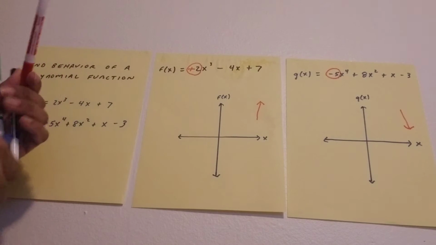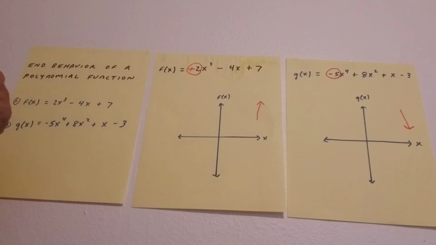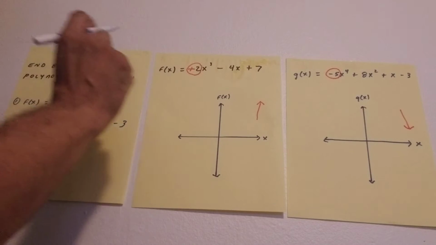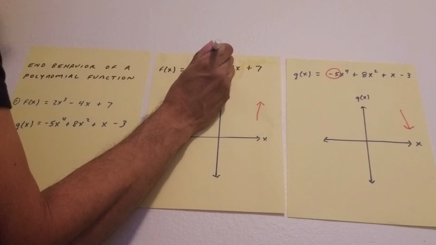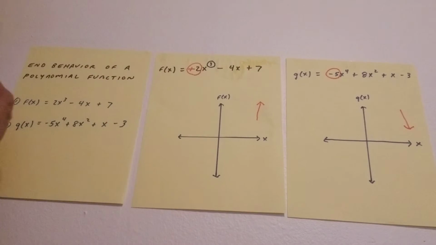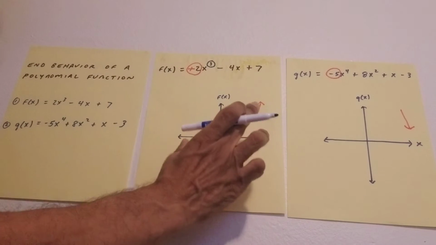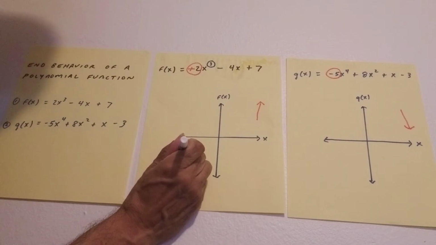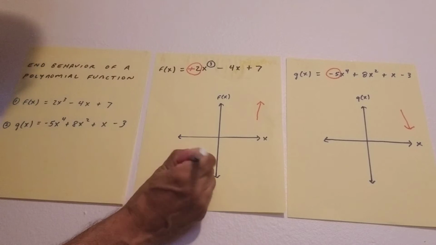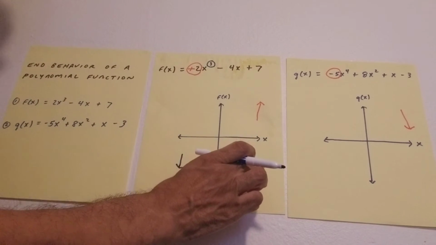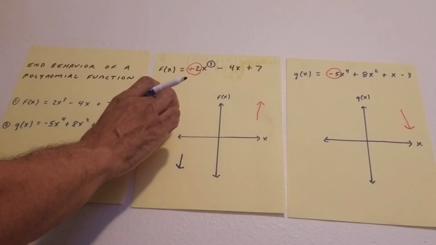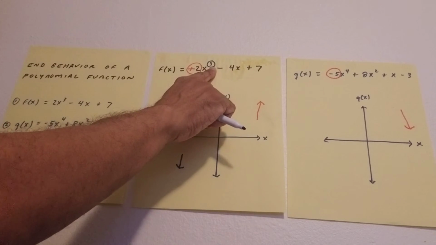Next, please look at the degree of the polynomial. For function 1, the f function, the degree is 3, which is an odd number. When the degree is odd, the ends of the function go in opposite directions. So since the right end goes up, the left end has to go down. If the right end were going down, then the left end would go up with an odd degree.